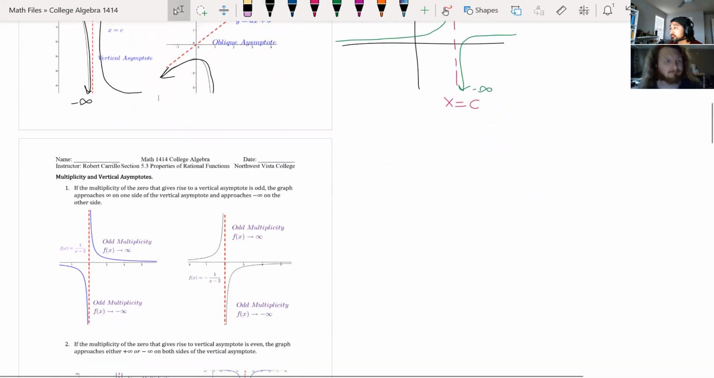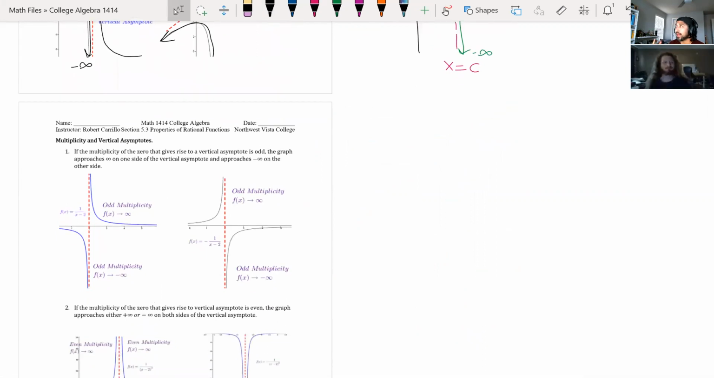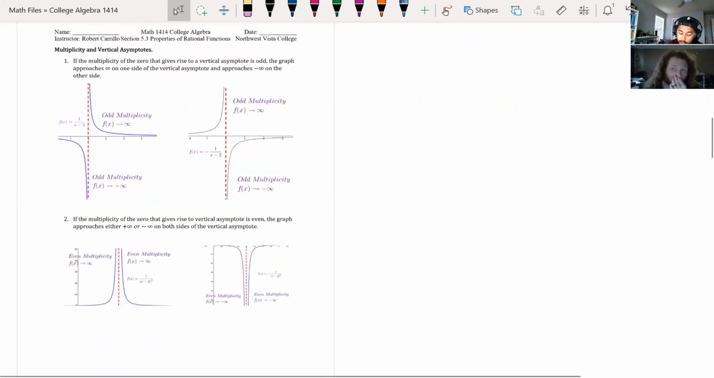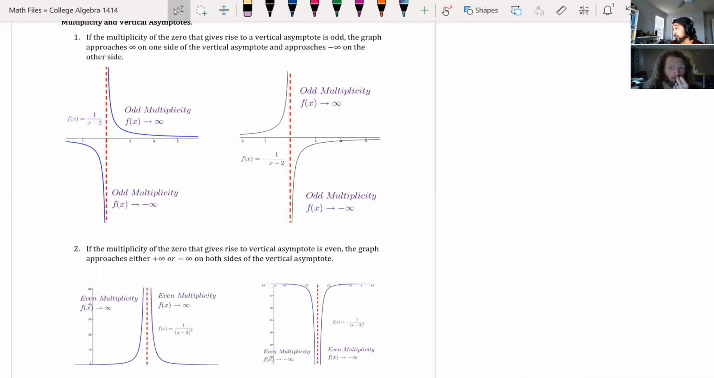All right. So remember that, what was it? X-intercepts, zeros, roots, they had multiplicities. Well, vertical asymptotes have multiplicities as well. So for number one, it says if the multiplicity of the zero that gives rise to a vertical asymptote is odd, then the graph will approach positive infinity on one side and negative infinity on the other side.